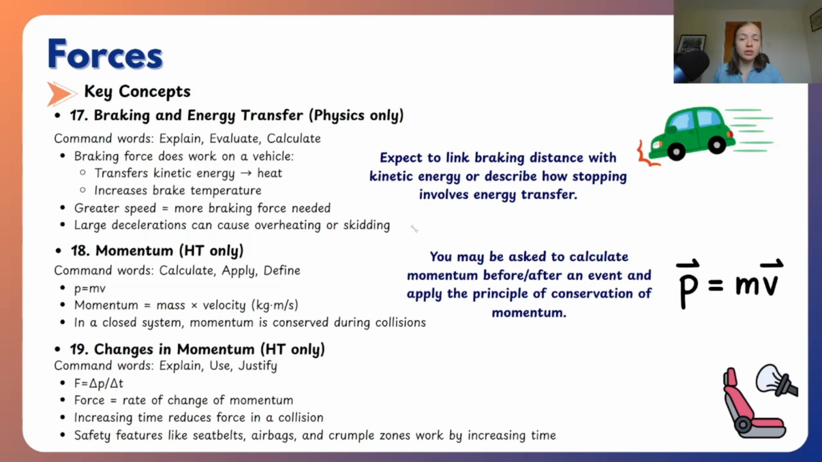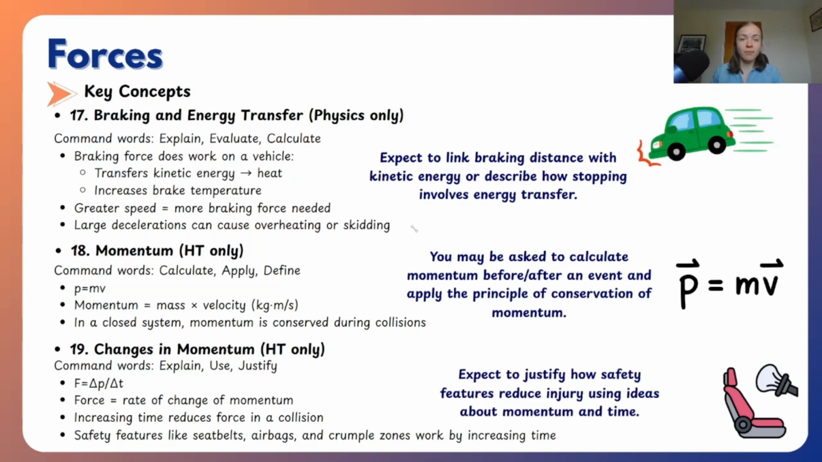And that could be the force, and the force is calculated by the change in momentum divided by the change in time. So that is the rate of change of momentum. And increasing the time reduces the force in a collision, which is why safety features such as seatbelts, airbags and crumple zones are really beneficial in increasing the time of that change in momentum, which can make something a lot safer as well. So expect to justify how these safety features reduce injuries using that idea about momentum and time and how they are linked together.